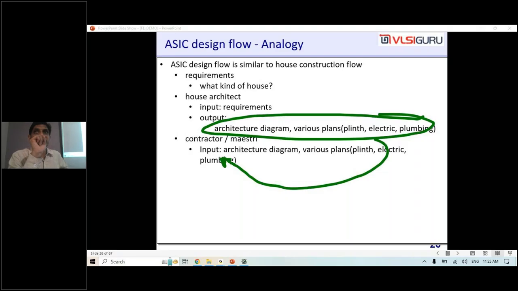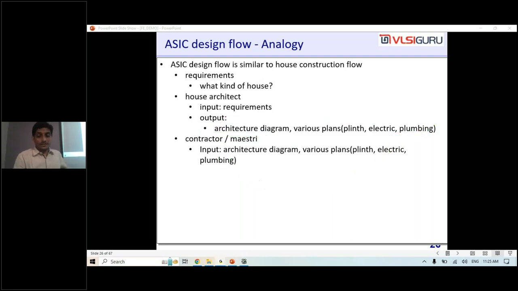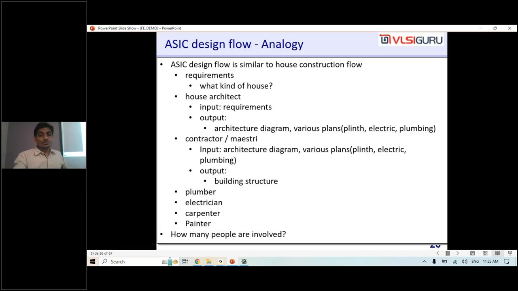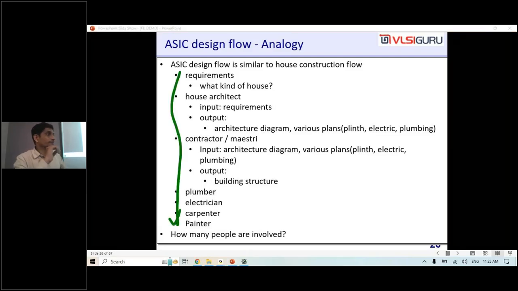You go to a contractor, he won't again ask you requirements, he will tell you, give me the plans. Then what will he give you? The basic building structure. He will construct the building structure and give it to you. Next, whom do you go to? Then there are various people: plumber, carpenter, painter, many people. You see, so many people are involved in house construction, right?